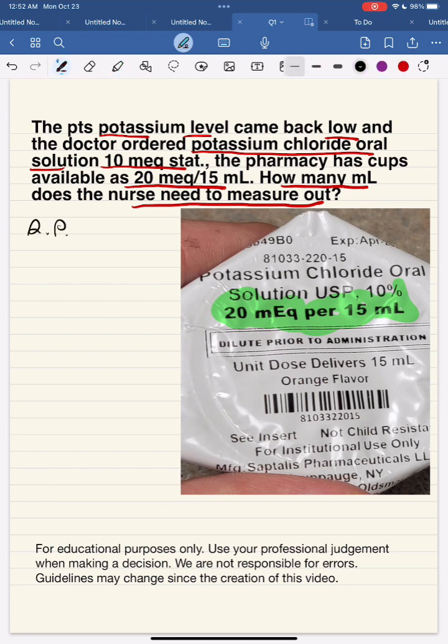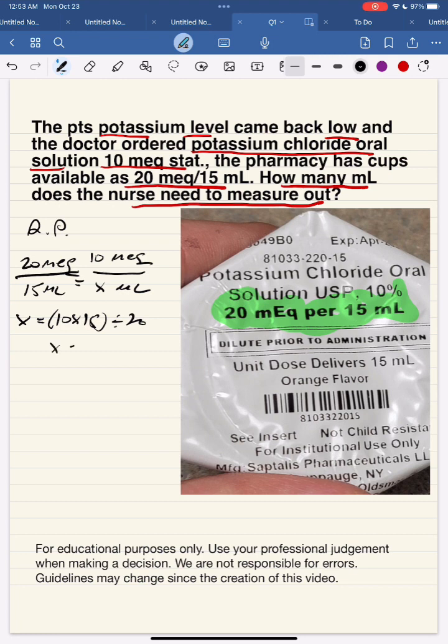Let's set up a ratio proportion. 20 MEQ over 15 ml is equal to 10 MEQ over X ml. And we're going to cross multiply: 10 times 15 divided by 20 is equal to 7.5 milliliters. I like to use ratio proportion. It's just really quick to use. I'll also show you how to do this in dimensional analysis.